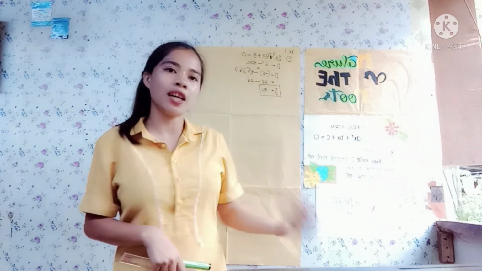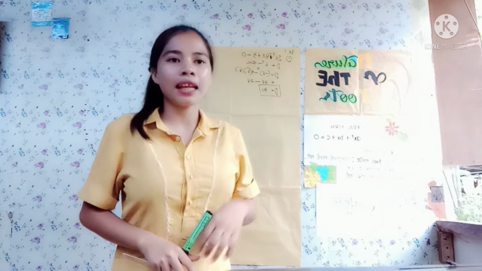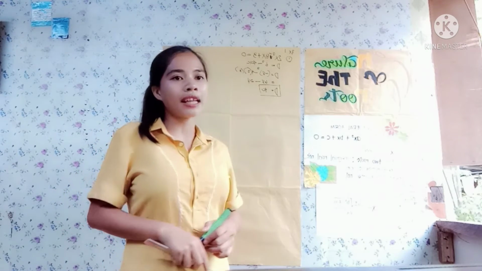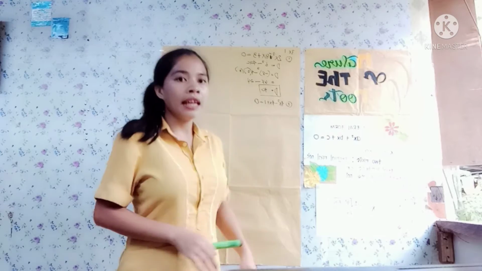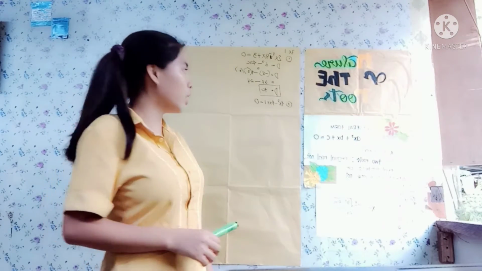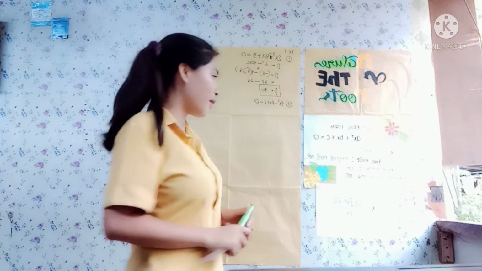Now let's move on to example number 2. Without solving, examine the nature of the roots of the equation 4x squared minus 4x plus 1 equal to 0. Now our equation is 4x squared minus 4x plus 1 equal to 0. To get the discriminant, let's substitute the values.